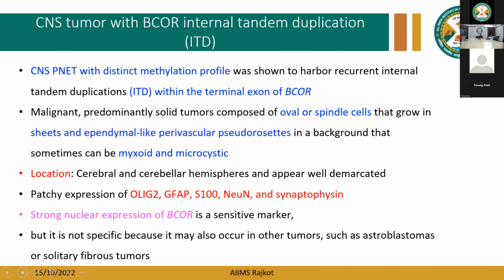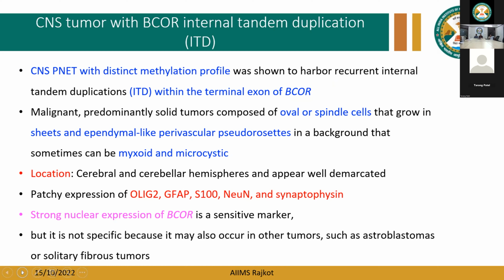This is the last category, CNS tumor with BCOR ITD duplication. This also is based on the distinct methylation profile. It will show internal tandem duplication in the terminal exon of BCOR. There will be presence of oval or spindle malignant tumor cells arranged in sheets, ependymal-like perivascular pseudorosettes will be present, and the background can sometimes be myxoid or microcystic, usually seen in the cerebral or cerebellar hemispheres.